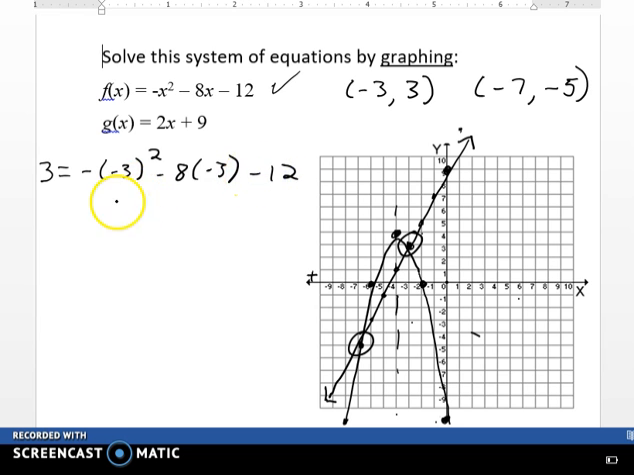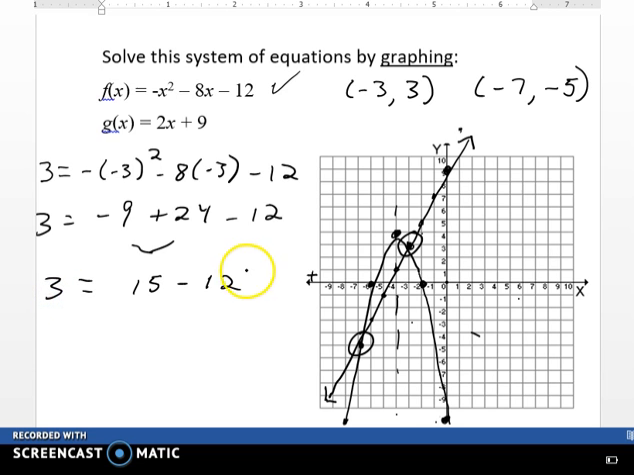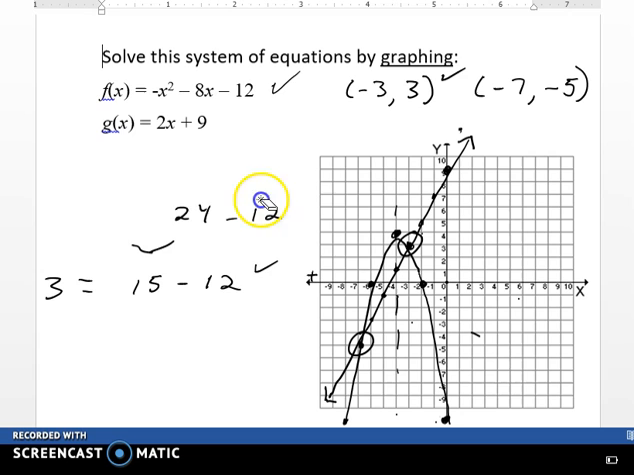So negative 3 squared is 9. Slap a negative on it, it's negative 9. Negative 8 times negative 3 is a plus 24. So 3 equals negative 9 plus 24 minus 12. So this is 15 minus 12 equals 3. Hey, that works. So I've just confirmed that negative 3 comma 3 is in fact a solution. Now we have to test our other one.